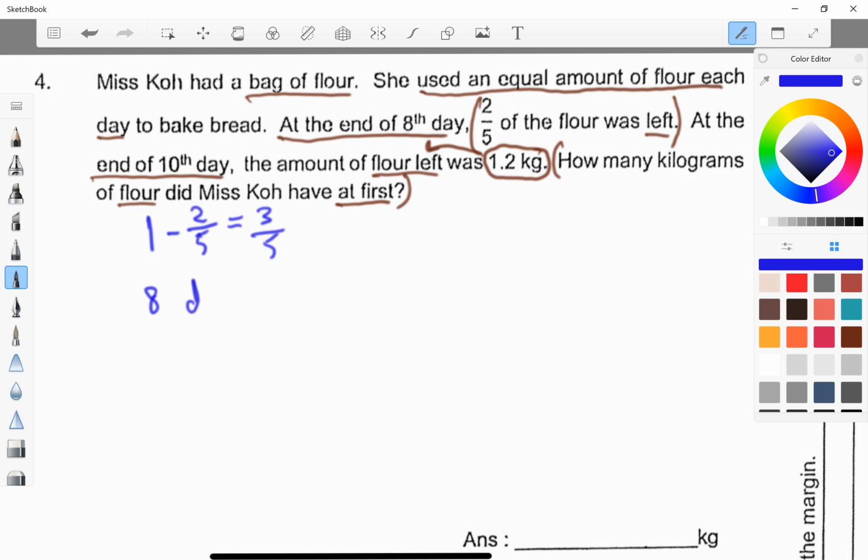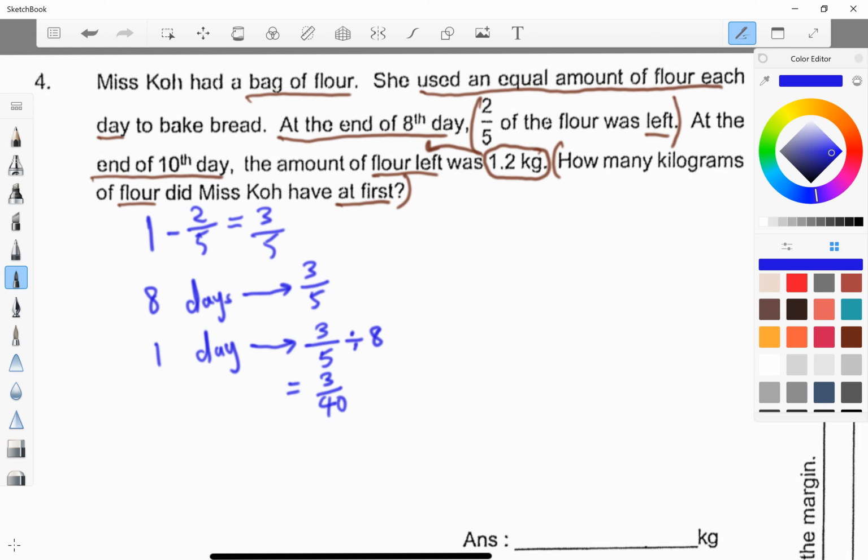So in 8 days, 3/5 of the flour was used. What about 1 day? In 1 day, it will be 3/5 divided by 8. So this is a paper 2 question. There is no need for us to use the traditional KCF or KFC method, which is fractions divided by whole number. All I need to do is to key this into the calculator, 3 out of 5 divided by 8, and lo and behold, we will have the answer 3 out of 40.